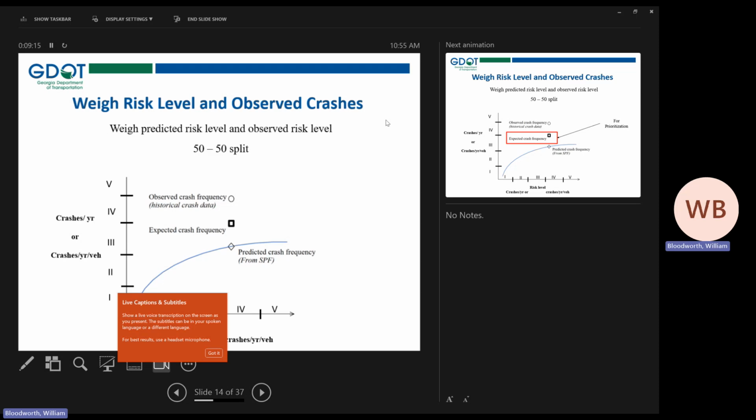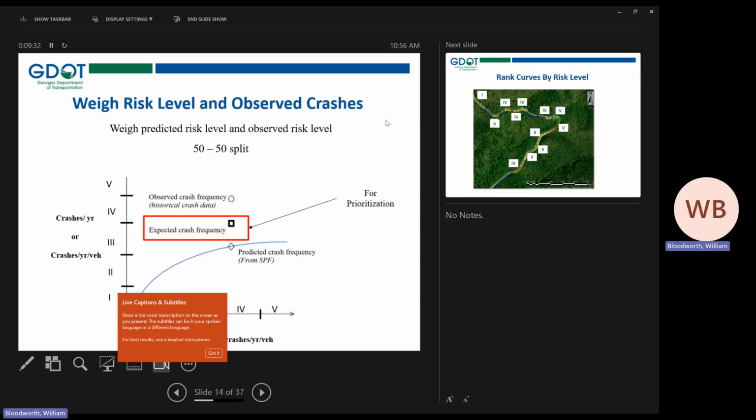Roadway departures are random and rare on individual curves, but still one of the most common crash types or fatality types statewide. So just trying to be a little proactive and reactive, not ignoring what happened. That expected crash frequency weighing observed and predicted was what we used for our prioritization.